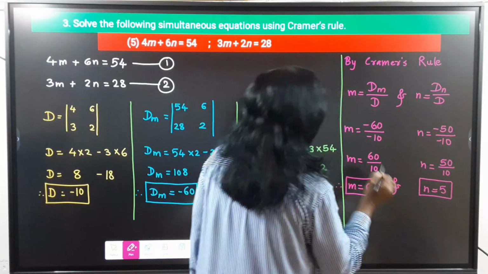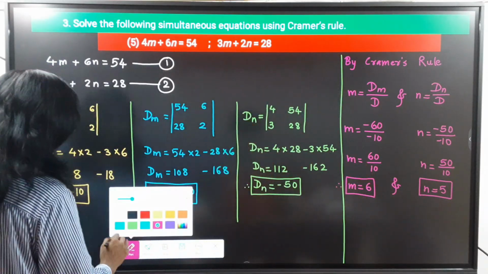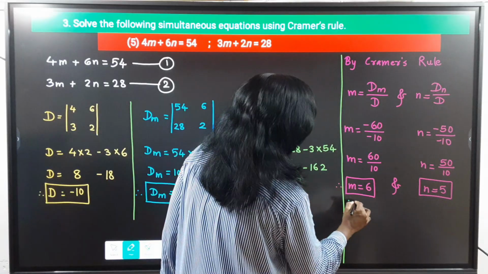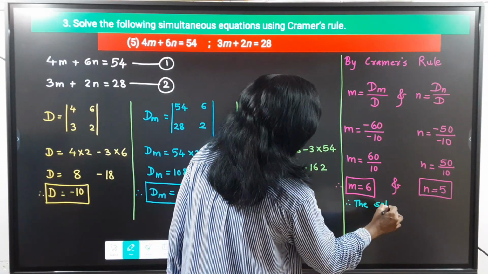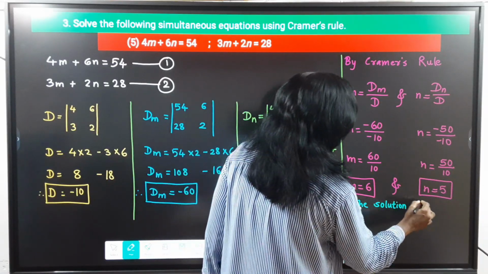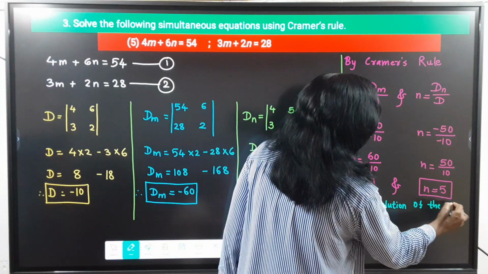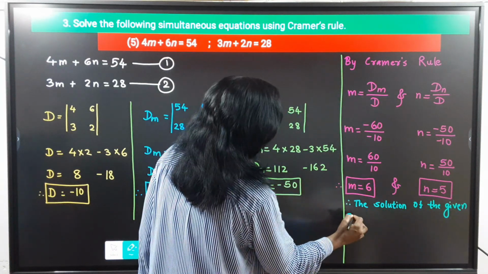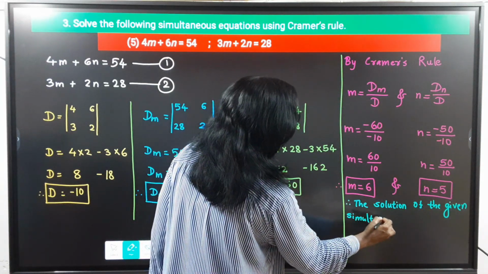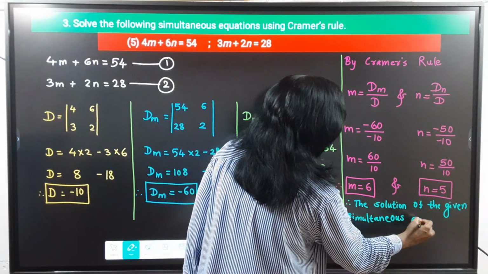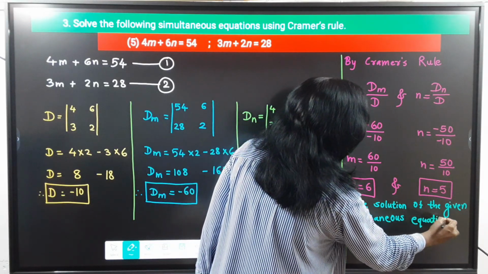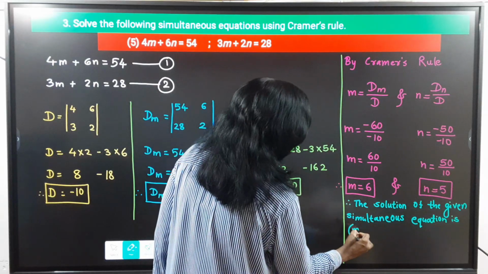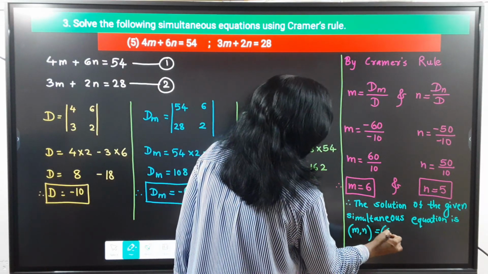So now here students, finally we write down the answer. Therefore the solution of the given simultaneous equation is (m, n) = (6, 5).